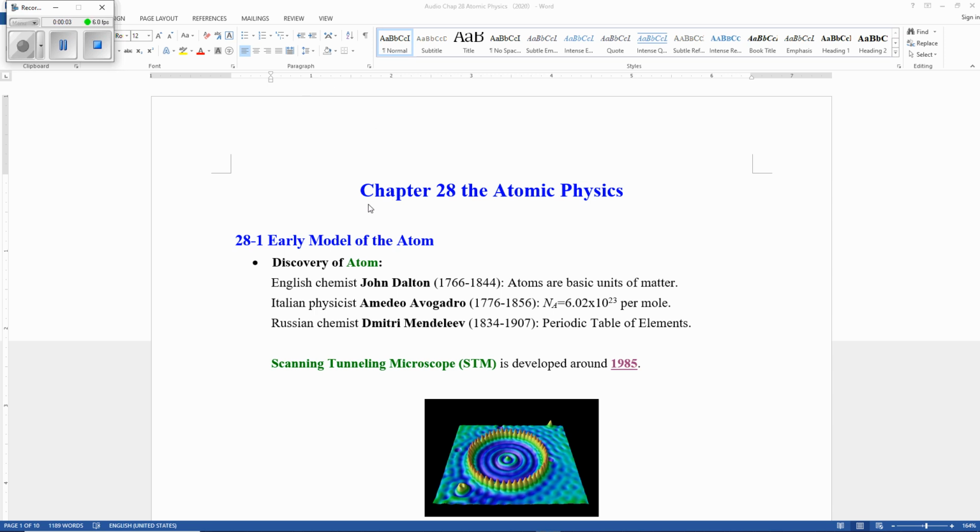Hi, today I'm going to give you an introduction of chapter 28, atomic physics. Use this still study the lecture for the detail. Okay, section 1, early model of atoms.